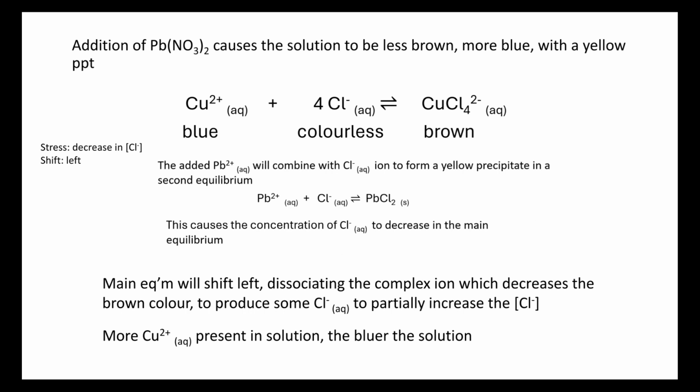When it shifts to the left, I will get again a dissociation of my complex ion, which will decrease the amount of brown, and I'll produce some more chloride. And at the same time, I'll also produce some more copper 2 ion, which will tie into being more blue. And so we can see the impact of adding additional things to our main equilibrium.